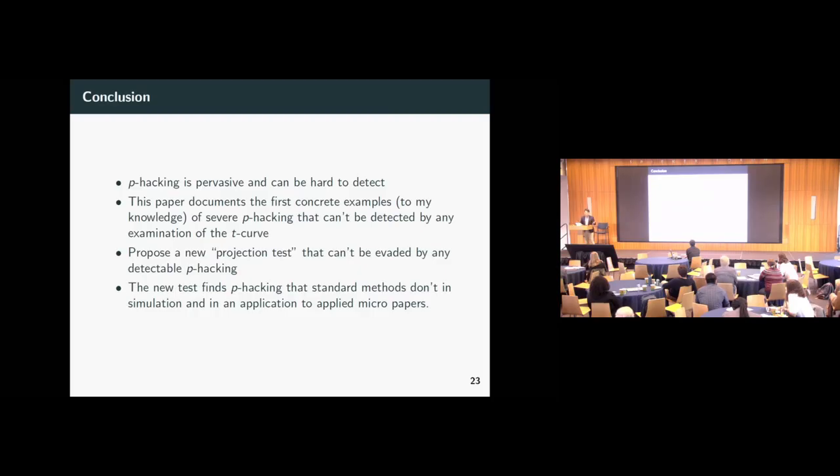What have I said today? P-hacking is known to be pervasive and can be very hard to detect, and it can be useful to monitor different literatures at scale using tests for p-hacking. This paper, to my knowledge, and please correct me if I have been preempted here, documents the first concrete examples of severe p-hacking that we can prove cannot be detected by any examination of the t-curve. It proposes a new projection test that can't be evaded by any detectable form of p-hacking and demonstrates that the projection test is useful because it finds p-hacking in simulations and real-world data sets where other tests cannot find anything.